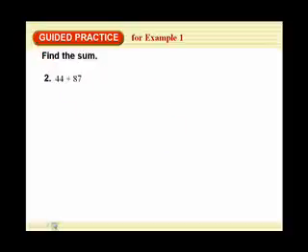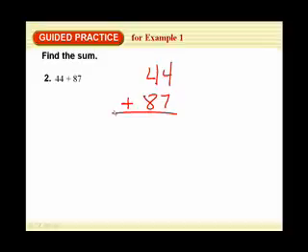Second one here, 44 plus 87. Let's see if I can do this a little bit neater. Okay, so I'm lining up my ones, I've lined up my tens. I always add the ones first. 7 plus 4 is 11, and then I carry the 1 up here. 8 plus 4 is 12, plus 1 is 13. So our answer is 131 when we're finding the sum.